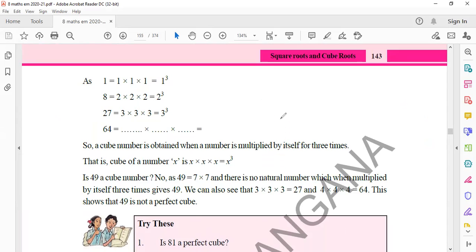Similarly, what about 4? You can write 4 into 4 into 4, 4 cube. 4 fours are 16, 16 fours are 64. This is the cube of 4. I hope it's very clear. Like this, you need to fill the box.